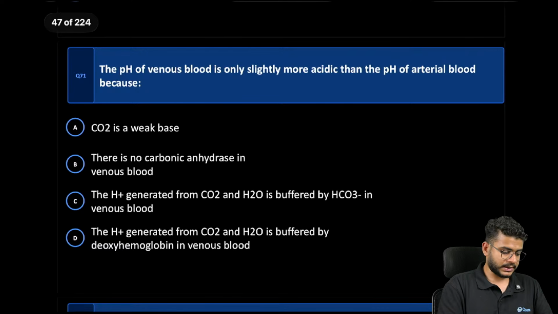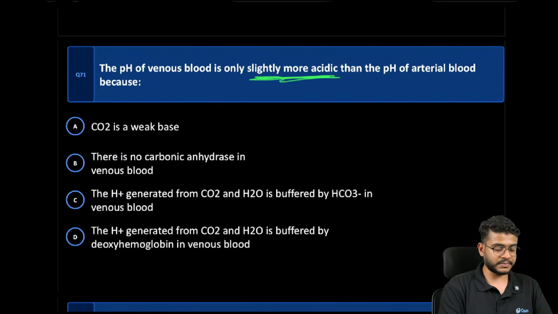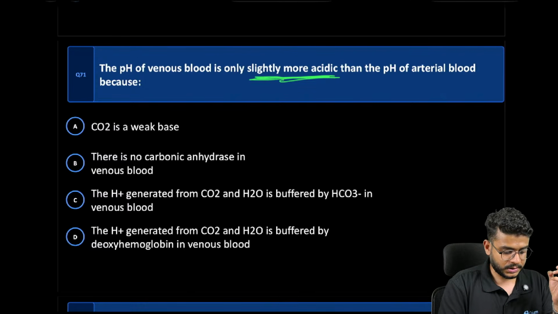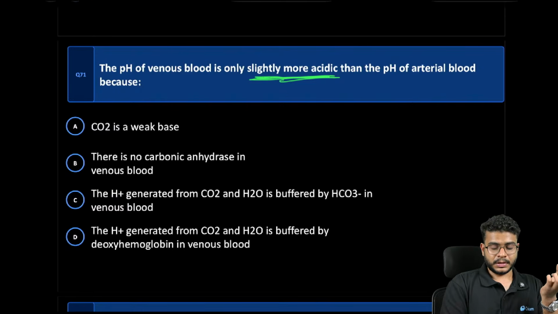Let's go to the next question. The pH of venous blood is slightly more acidic than the pH of arterial blood. We discussed this topic already during the chloride shift. The carbon dioxide present inside the RBC combines with the water to form carbonic acid, which then forms free hydrogen ions and bicarbonate.